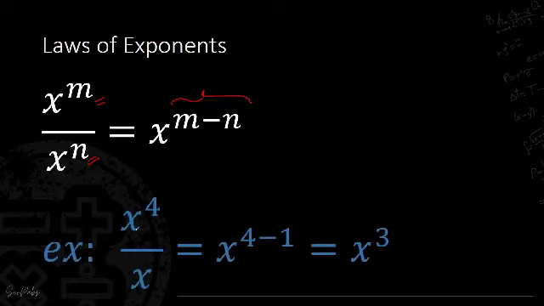So example, you have x to the 4th divided by x. So again, automatically, if a certain variable has no exponent, the exponent is 1. So copy x and then subtract the exponent, 4 minus 1. So 4 minus 1 is equal to 3. So we have x to the 3rd power.